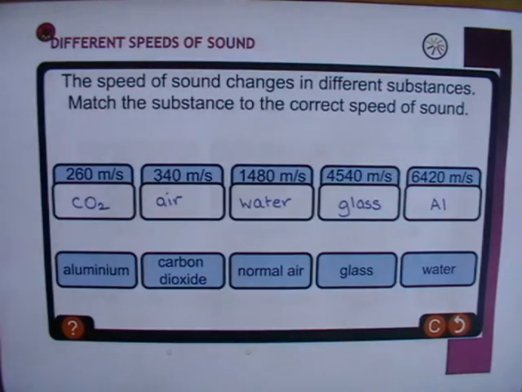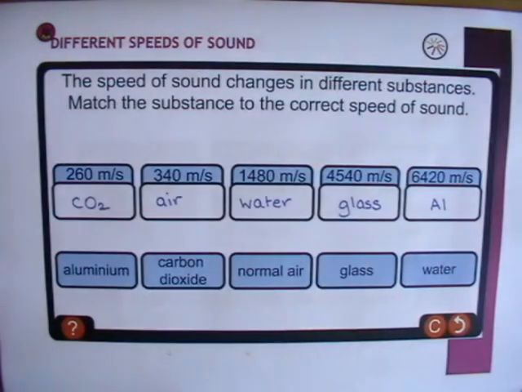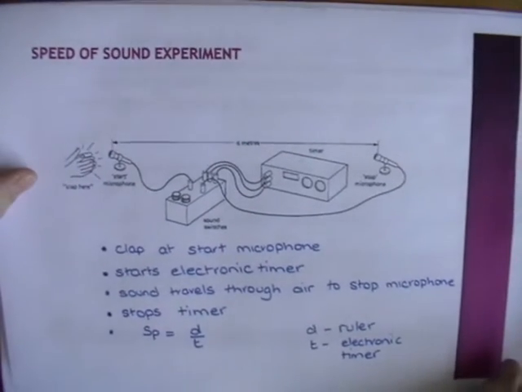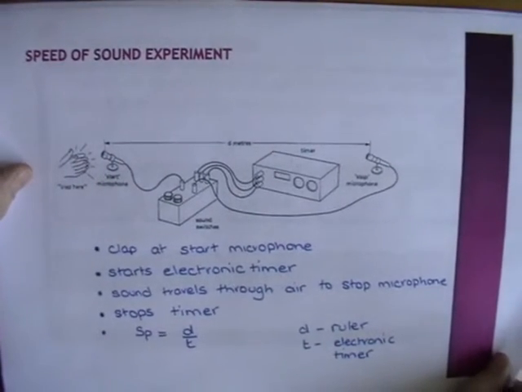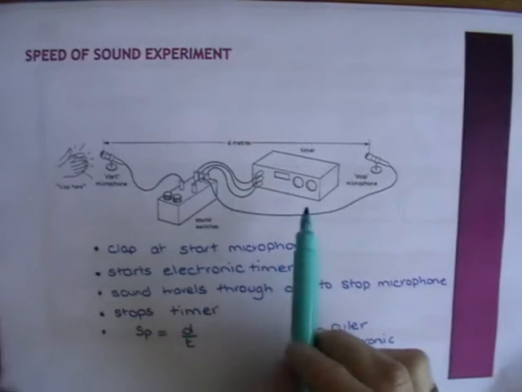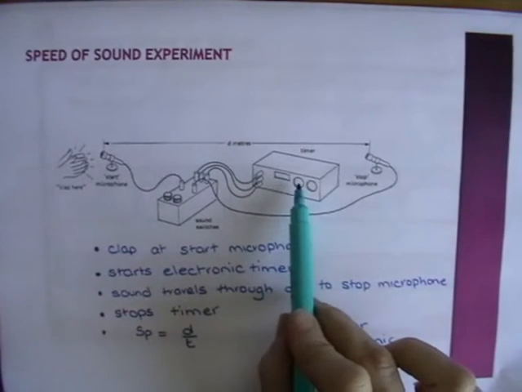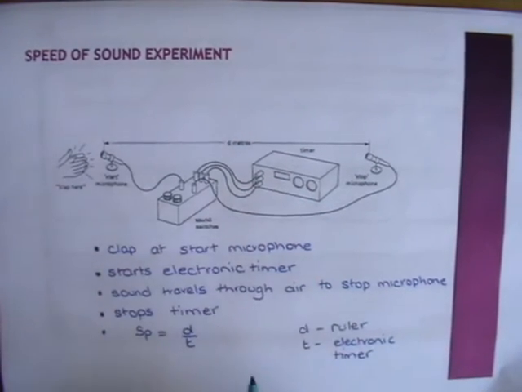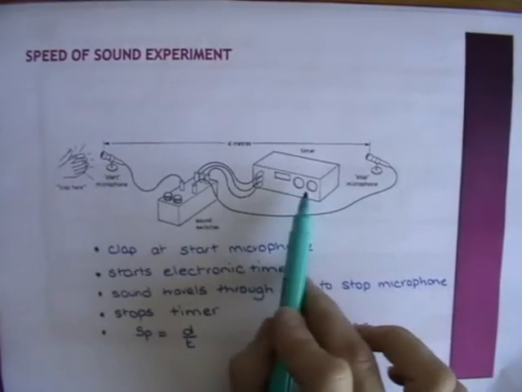Just to go back here a minute, this experiment for the speed of sound in air is also the same experiment for the speed of sound in a material. Now we found this very difficult to do in the lab because our timer wasn't sensitive enough and we needed a very tiny time recorded here, and our timer just couldn't do it.